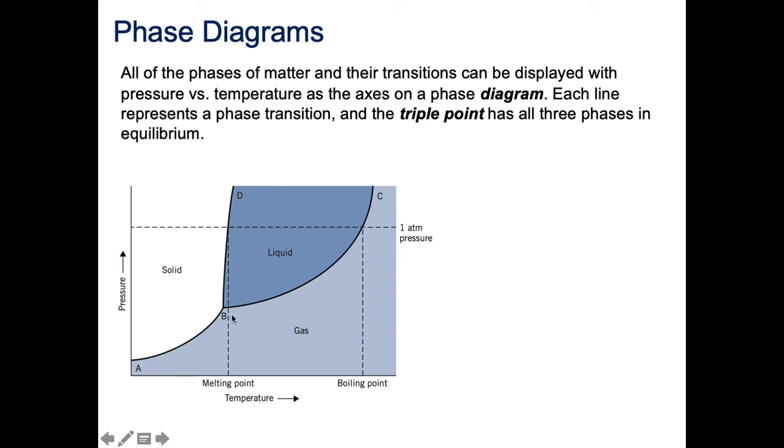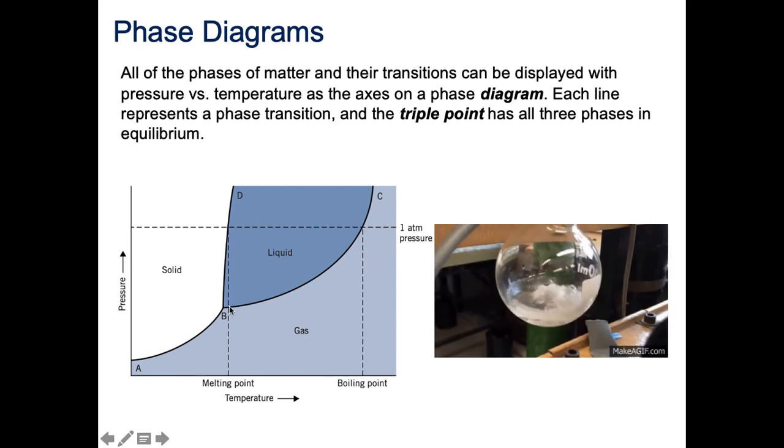We do have this one point where all three lines intersect called the triple point, and it is actually where you have all three phases in equilibrium at once. And this is an example of a chemical called cyclohexene. At its triple point where you can see it's boiling. As it's boiling, it starts to freeze, and then basically we get that equilibrium between liquid, solid, and gas.